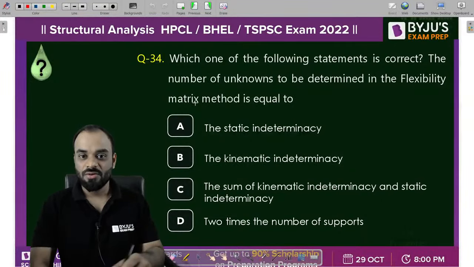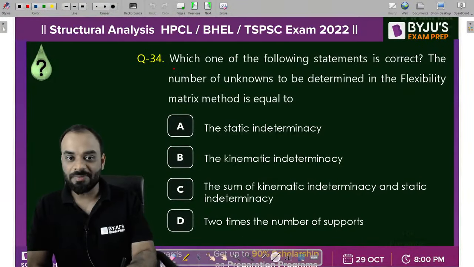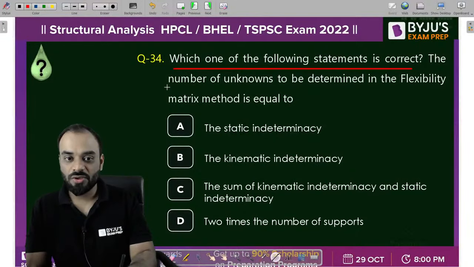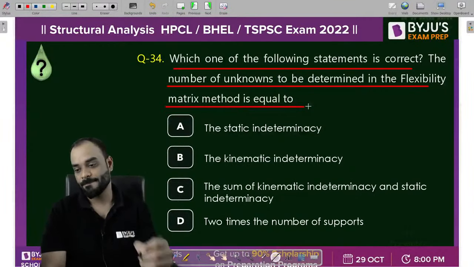Next question. Which one of the following statement is correct? The number of unknowns to be determined in the flexibility matrix method is equal to what?